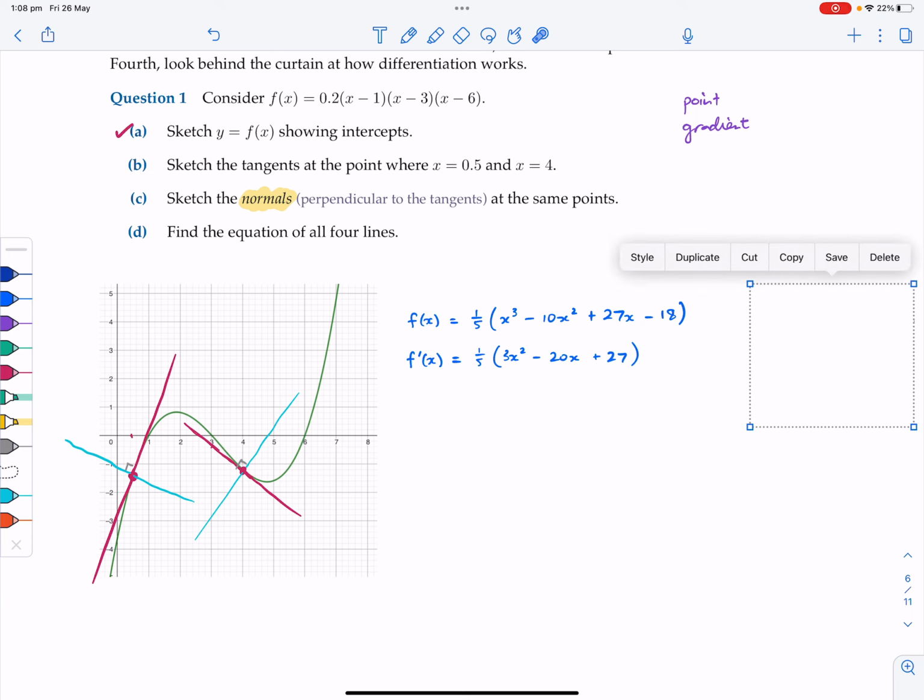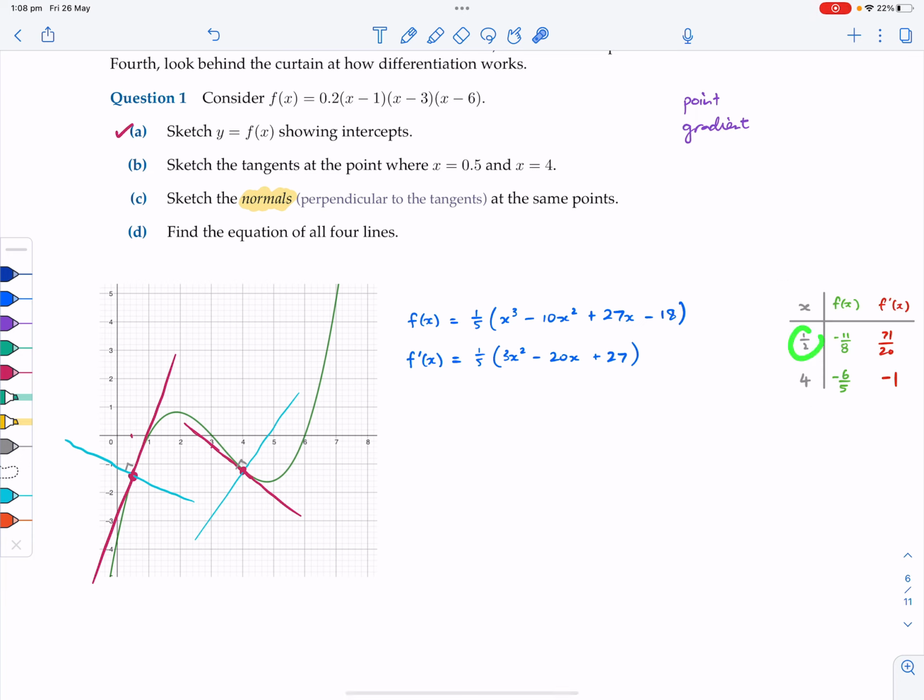I've done substitution, so for the two x values, I found the f of x value. So this here is the point, half comma negative 11 over 8, right? Remember, the y value comes from f of x. So f of 1/2 gives me the y value. Please feel free to do that yourself and confirm. And this here is the point 4 comma negative 6 over 5, right?